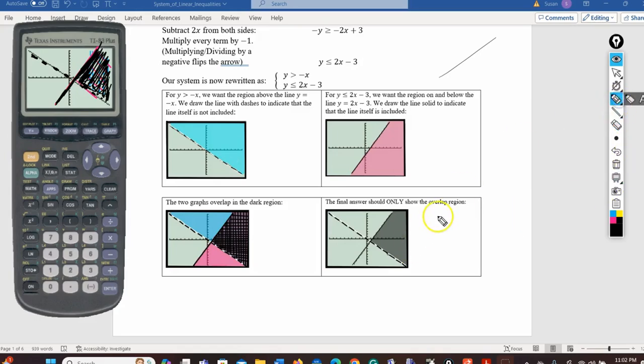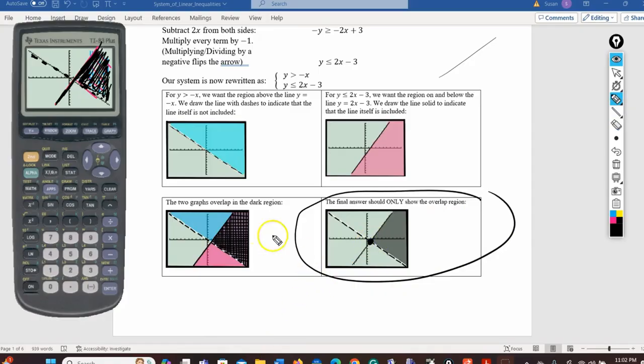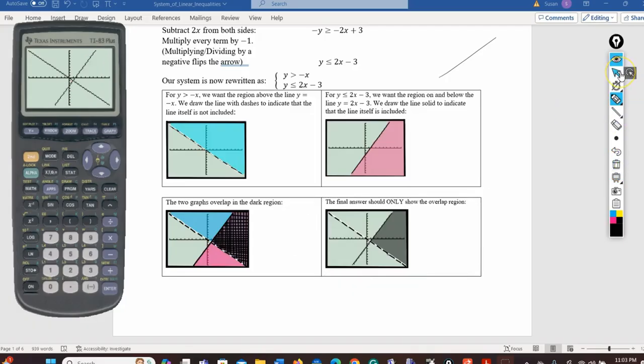And so your final region is this. Now, what if you were asked to find that intersection point? Well, if it's easy enough to identify, you can look at it on the graph and see what it is. But if not, you can always ask your graphing calculator to do that for you. So I'm going to show you how to do that.